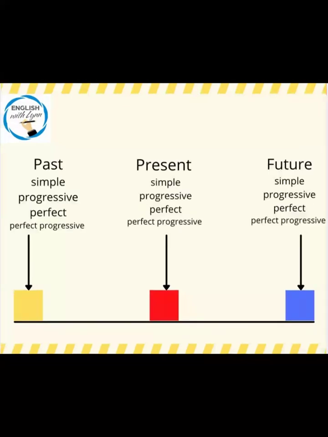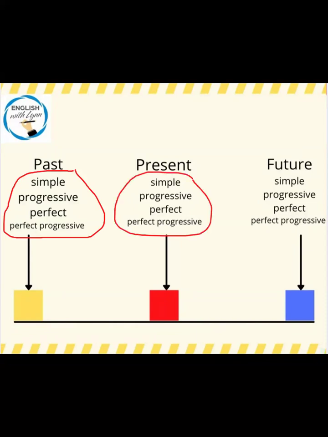Okay, so within the past tense, you have the past simple, the past progressive, the past perfect, and the past perfect progressive. That is exactly the same with the present. You've got present simple, present progressive, present perfect progressive, and exactly the same again with the future tenses.